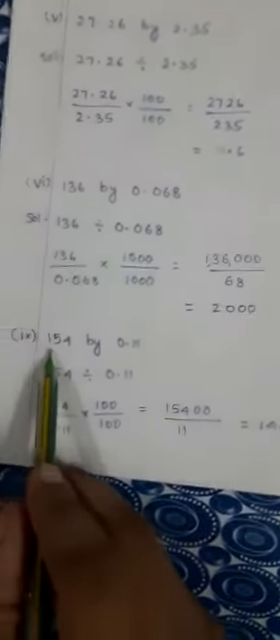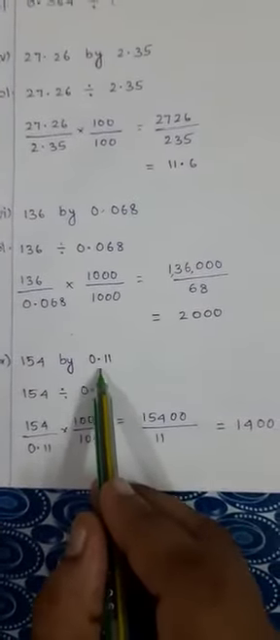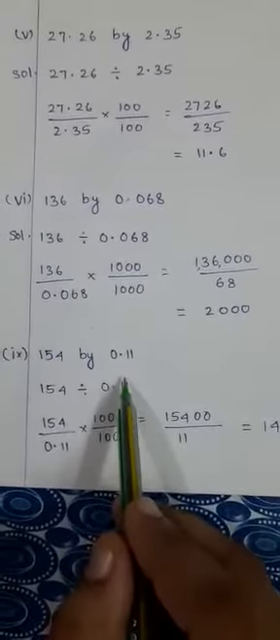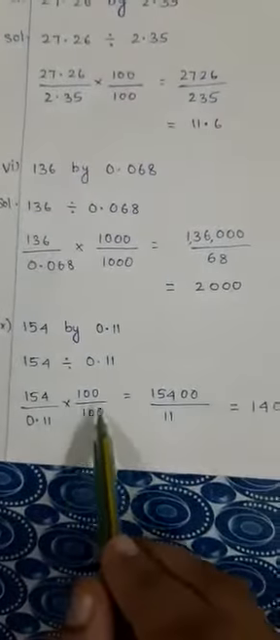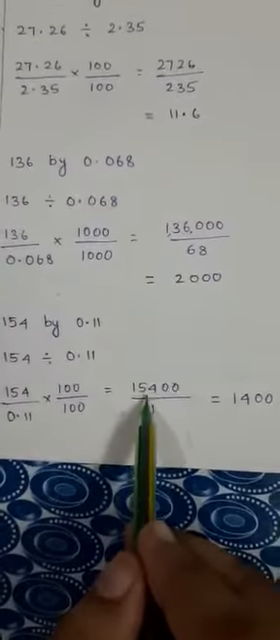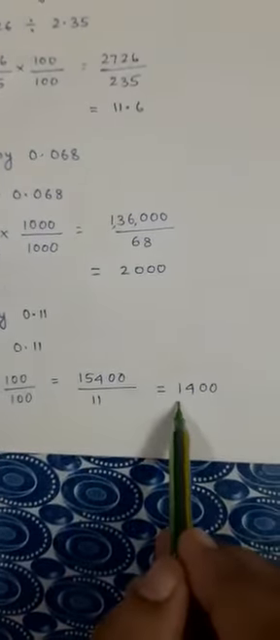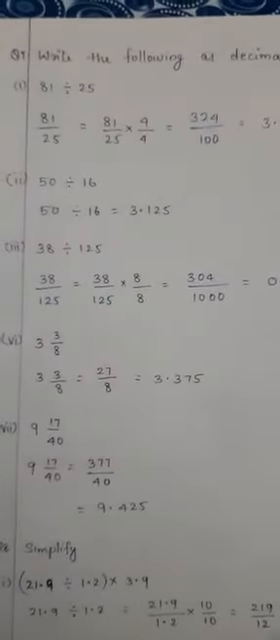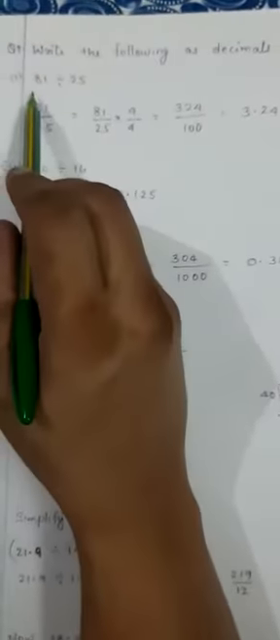Next question, 154 by 0.11. Here the divisor contains 2 decimal places. So multiply both sides by 100. So this number becomes 15,400 divided by 11. On dividing, we will get the answer as 1,400.